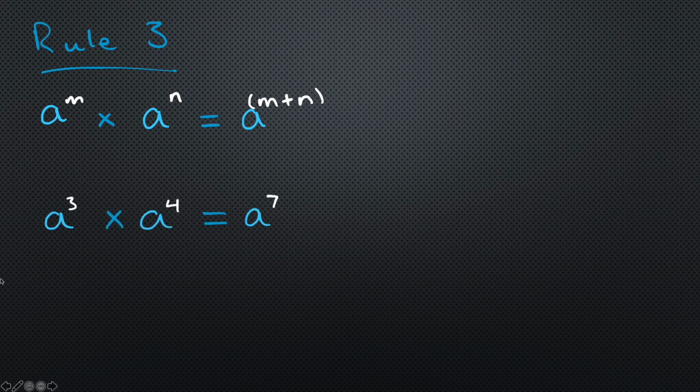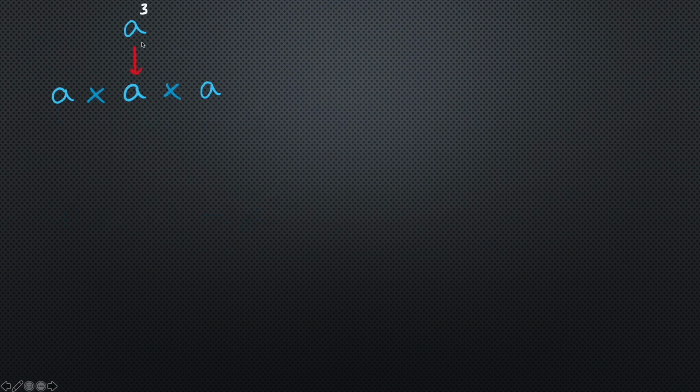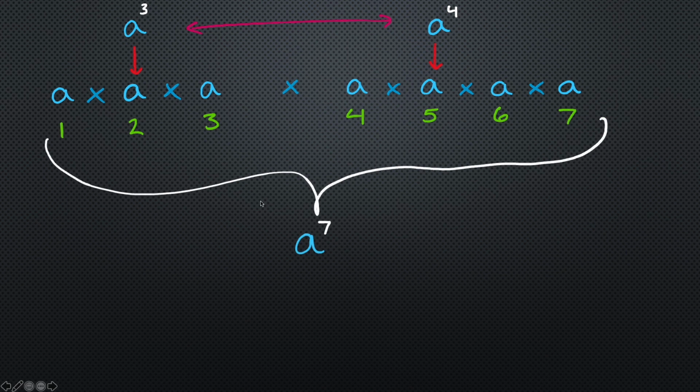So for example, when we have a to the power of 3 times a to the power of 4, we can just add the powers to get a to the power of 7. And why this works is we know a to the power of 3 is just a times a times a, and a to the power of 4 is just a times a times a times a. So when we have these multiplied together, this just leaves us with a to the power of 7, because we just have 3 a's multiplied by another 4 a's, which just leaves us with 7.